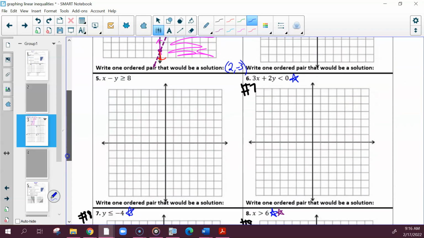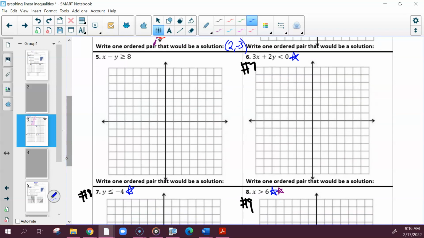Let's do number 5. So we again need to make this in slope-intercept form. Subtract x on both sides. So we have negative y is greater than or equal to negative x plus 8. And then divide everything by -1. So the sign will be flipped. y is now less than or equal to x minus 8.